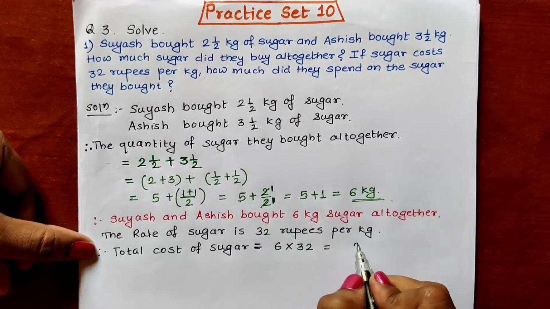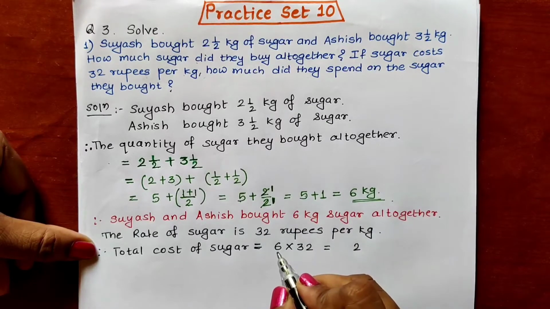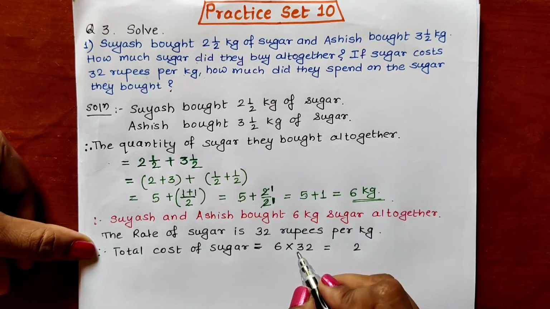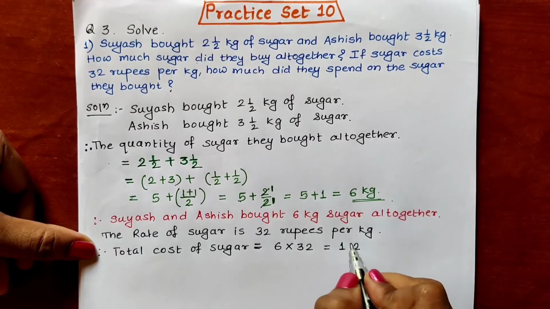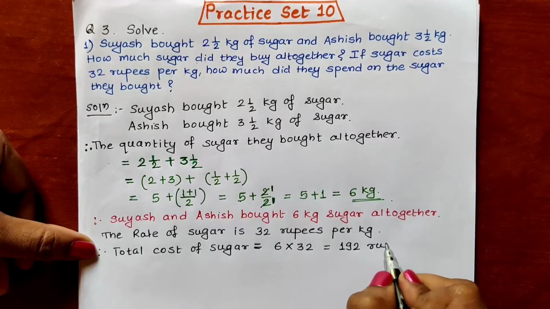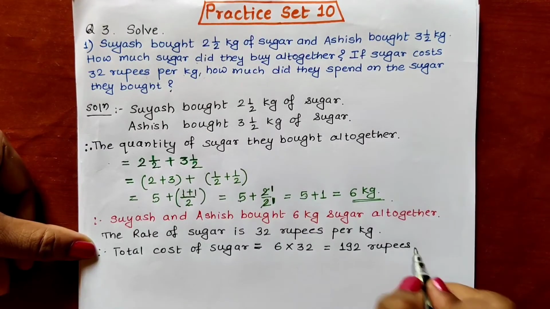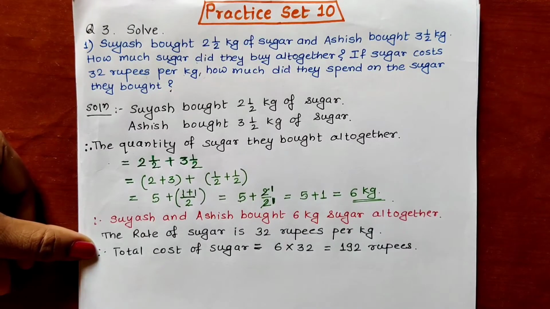6 2s are 12, 2 written, 1 carrying. 6 3s are 18. 18 plus 1 is 19. 192 rupees. So in this way, they spend how much rupees? 192 rupees on the sugar they bought. Now write the answer statement once again.